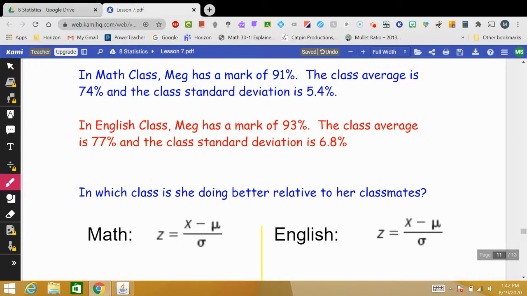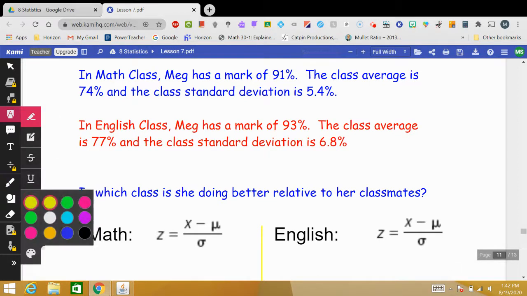So in math class, Meg has a mark of 91. Okay, so I'm just going to read just this part of the question. So in math, she's at a 91. In English, she's at a 93. So if your parents are looking at your report card, they're thinking you're doing better in English than you are in math because you got a higher mark. But here's the difference though. The class average in math is 74. The class average in English is 77.